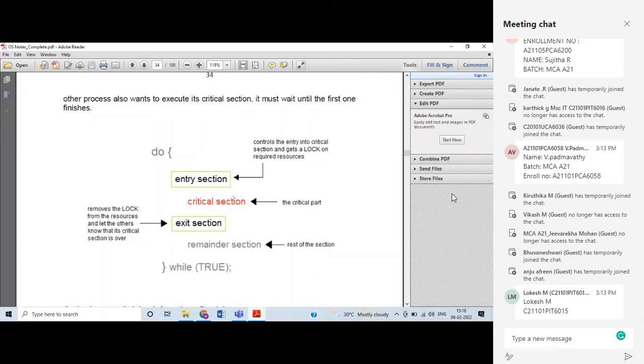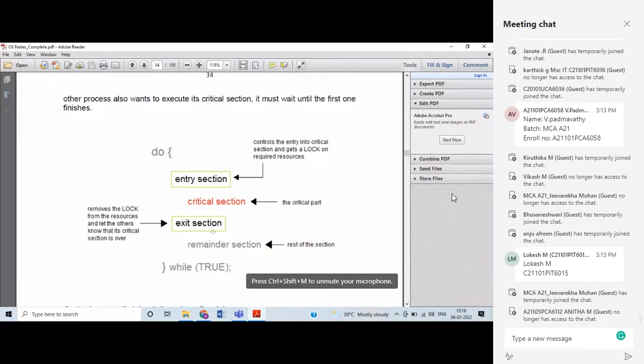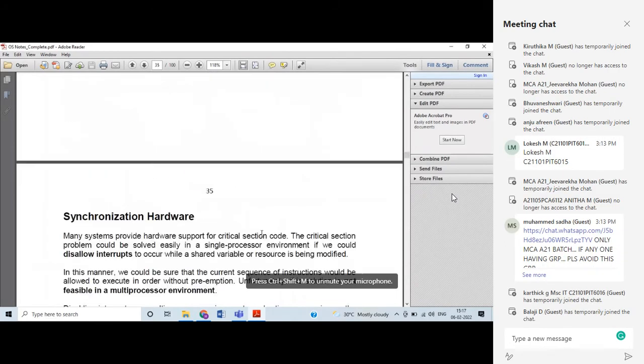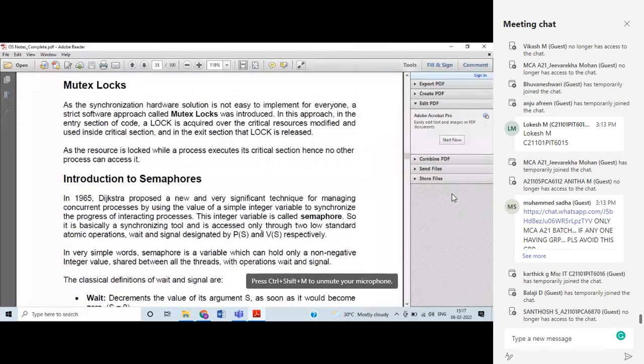Once it completes its process, it will come out with the help of the exit section. When a process is coming out of the exit section, at that time the lock will be released from the resources and let the others know that the critical section is free now. Okay, so that is the concept of the Mutex locks.